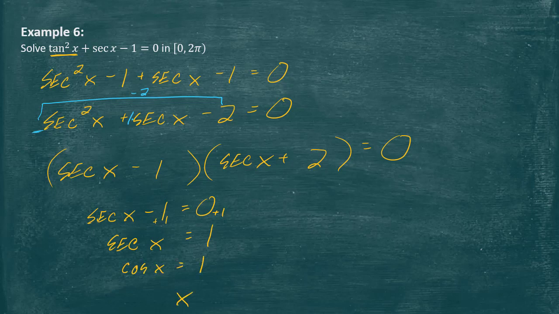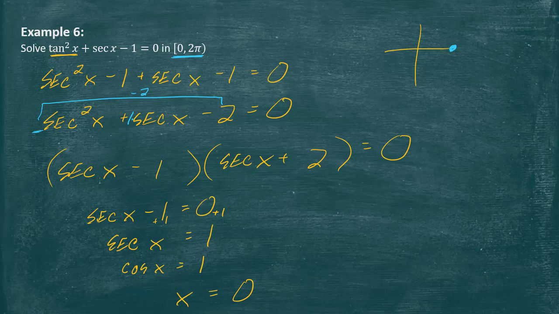Well, that's something I can reference on the unit circle. Cosine is equal to 1 over here at 0 and 2 pi and 4 pi and so on and so forth. So that's where the instructions here at the beginning, it's just 0 to 2 pi. So ultimately for this one, it's just going to be one solution of it's going to be 0.